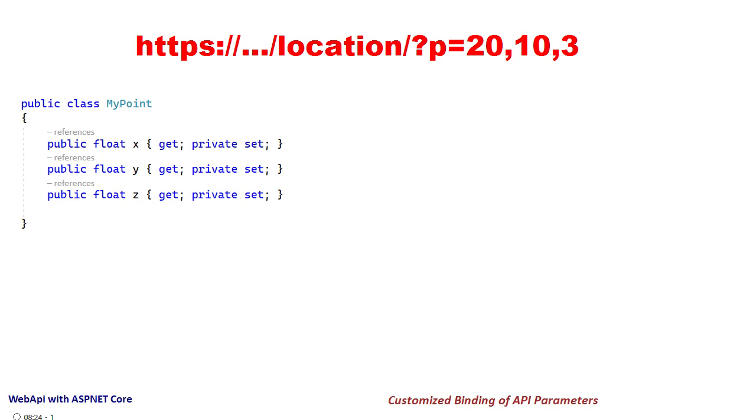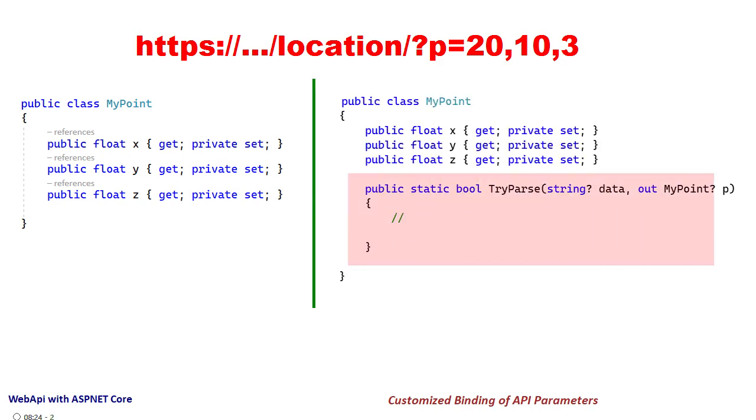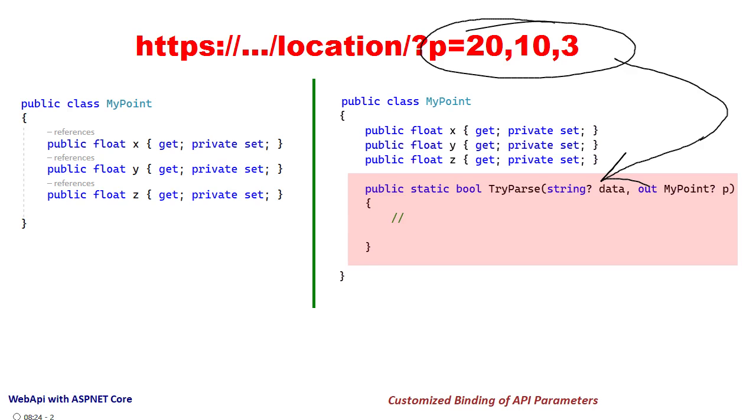ASP.NET Core requires that this code should be added through a public static function called TryParse, as you are seeing here. The Web API executes this function just at the time it receives the query string. The function receives the query string into the variable string data, a nullable string variable, that you are seeing here.